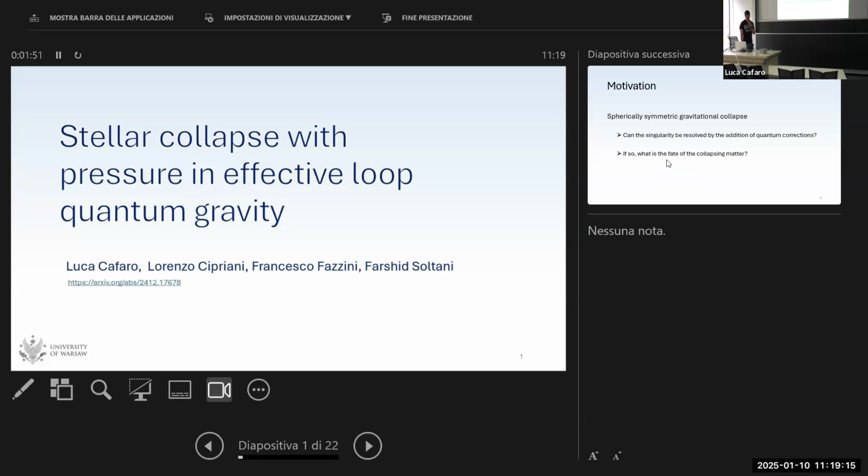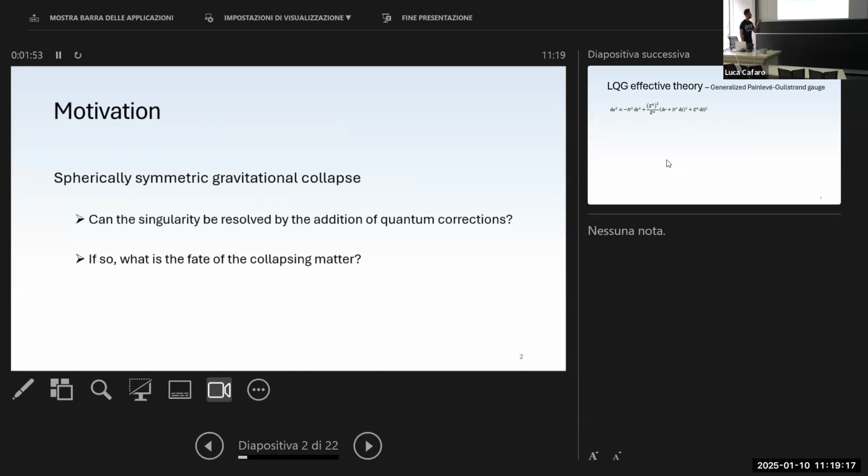Okay, so let me start by giving you a couple of motivations on why this is done. In general, and this transcends loop quantum gravity, the reason why people add quantum corrections to classical GR is, among the many reasons, to solve the singularity. But assuming that the singularity is resolved, this raises another question, which is, what is the fate of the black hole? So what happens to the matter if it is not crushed into the singularity? Those are the questions I want to provide an answer for.